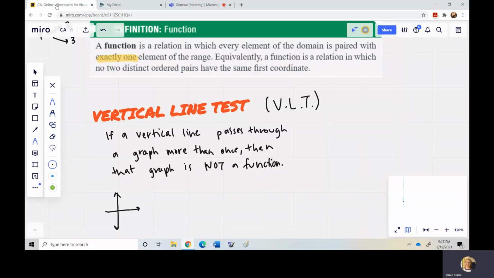All right, so let's say that we had a function that looked like this. All right, so here's an example of something that does not pass the vertical line test. If you draw a vertical line, you can see it's passing through this graph more than once. It passes through the graph here, here, and here. So it passes through 3 times. So that is not a function.